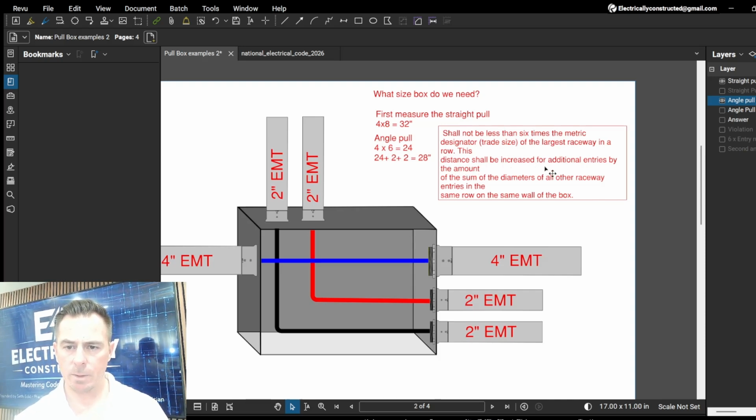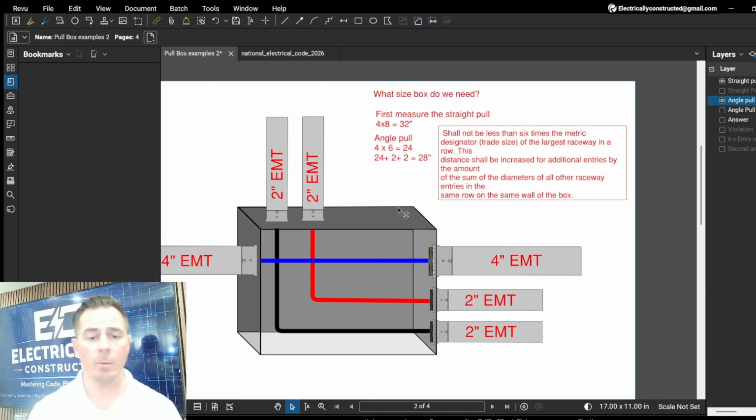This distance shall be increased for additional entries by the amount of the sum of the diameters of all other raceway entries in the same row on the same wall of that box. So that would be these two right here. So 24 plus 2 gives us 28 inches. So there we go. We have both calculations we need for the width of the box now. And we find that the 32 inches is larger than the 28 inches, so we have to go with the 32-inch wide box. But we still have to figure out the height.